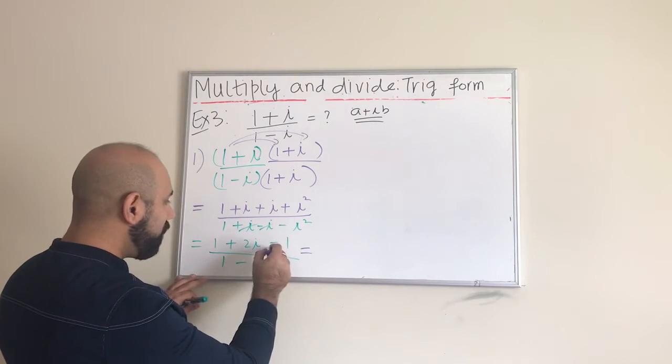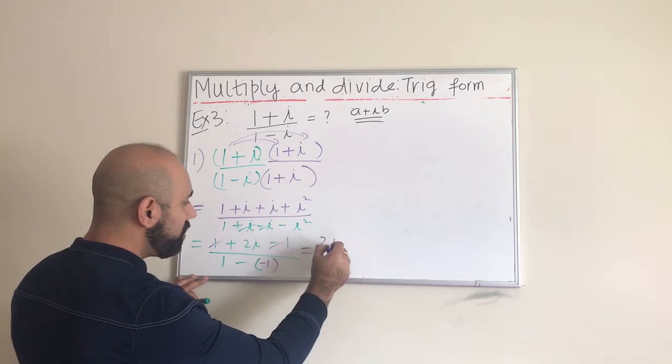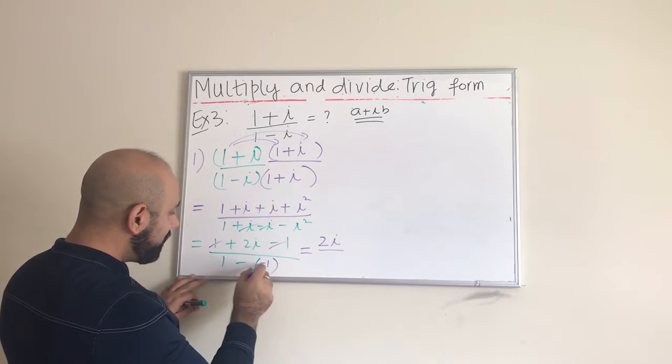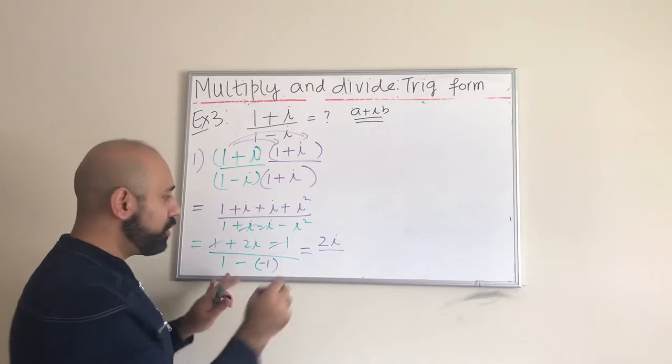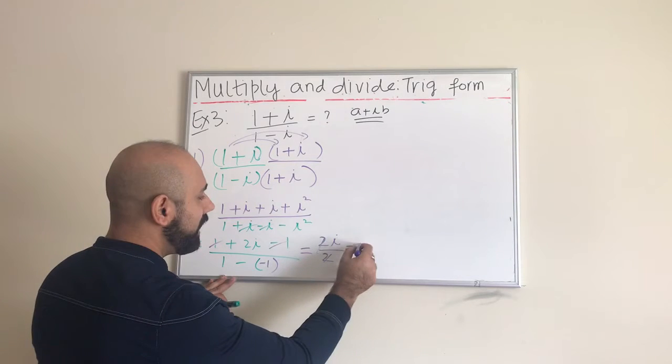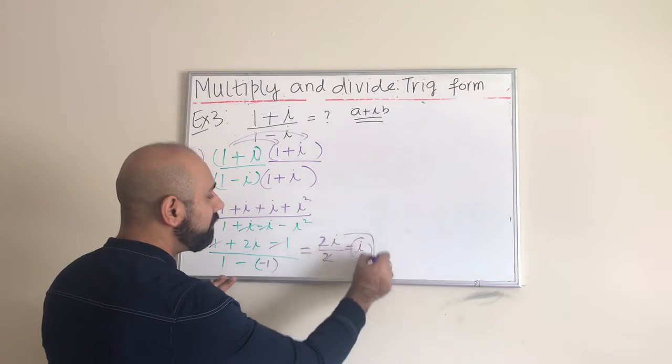Simplifying further, guys, this 1 and negative 1 will cross out. I'm left with 2i. And downstairs, this negative negative becomes positive. 1 plus 1 is 2. And this 2 and 2 cross out. We are left with i. So that would be the final answer.